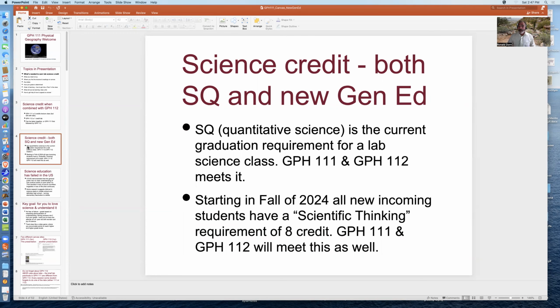This class earns science credit. Currently, when this is recorded in the fall of 2022, the lab science requirement is called SQ, or quantitative science. But this class also will meet the new general education science credit. SQ is met by 111 and 112. But starting in the fall of 2024, all new incoming students will have a scientific thinking requirement of 8 credits, and this class and GPH 112 will meet that as well.